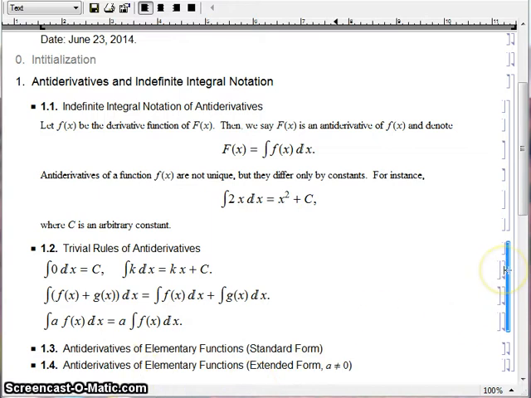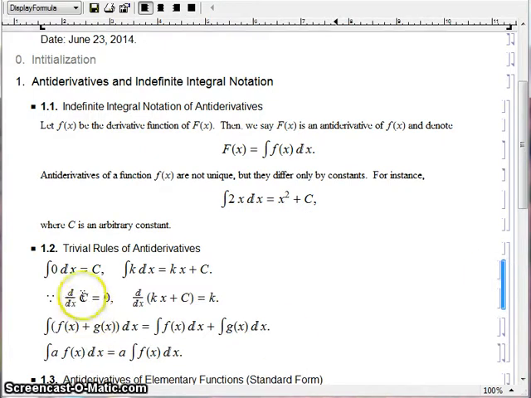Why are they true? Well, we can simply take the derivative of the right hand side. Derivative of c is 0. Derivative of kx plus c is k. The c becomes 0, it disappears upon taking the derivative because it's constant. And upon using the power rule, we're going to get just k here.